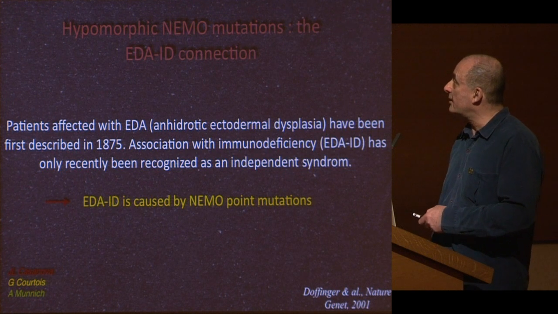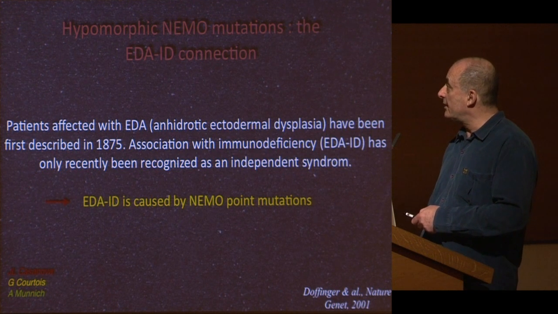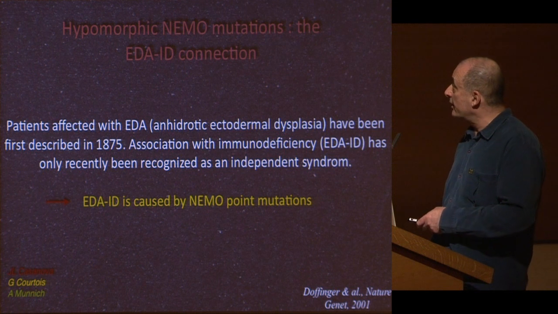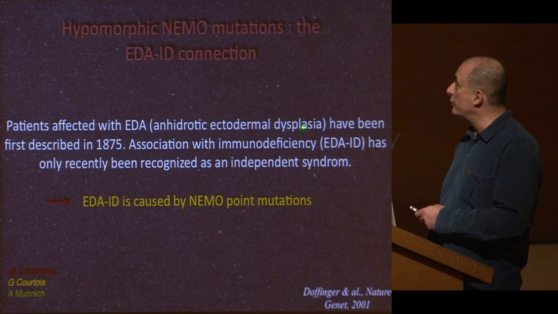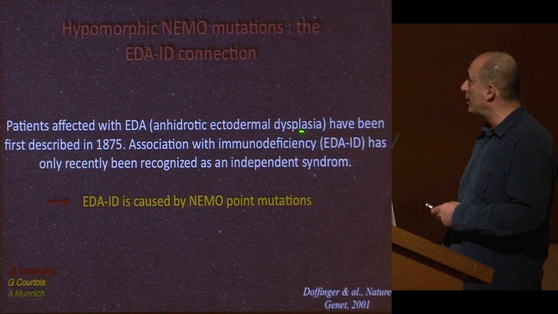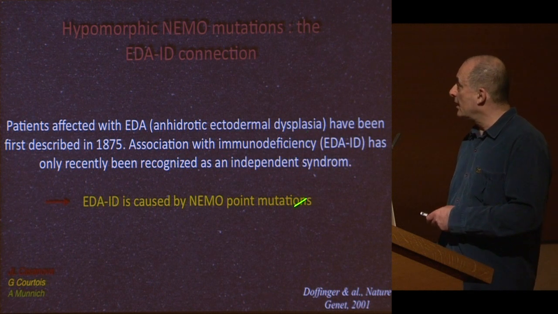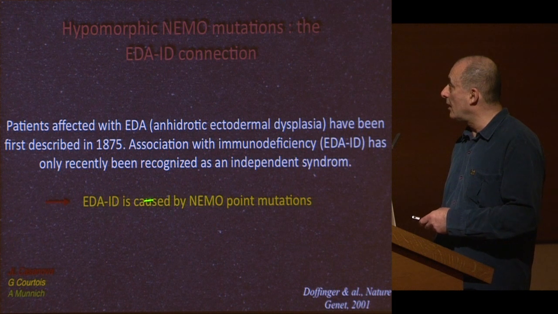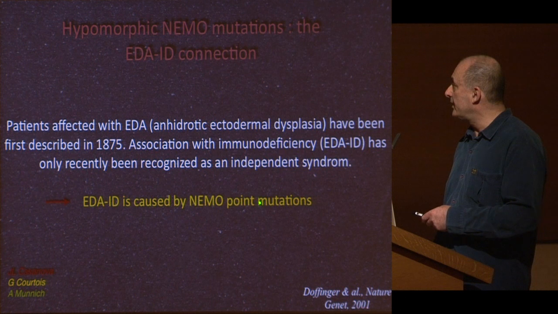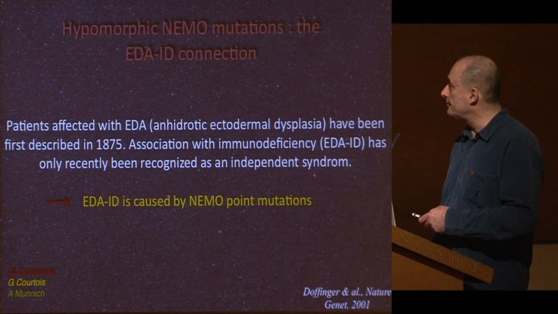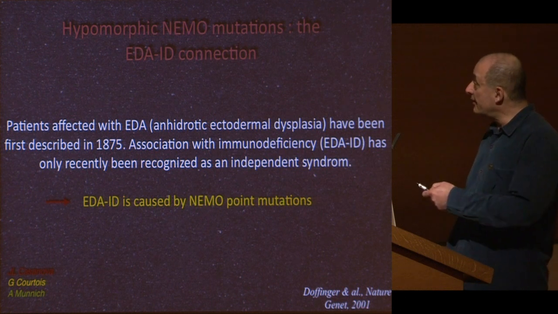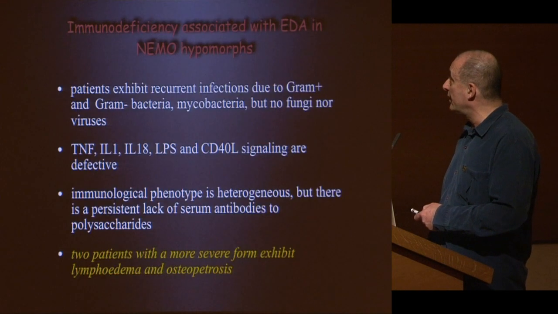And about exactly at the same time, he was identifying patients that showed an unusual association between an immunodeficiency and a syndrome called anhidrotic ectodermal dysplasia that I will describe in a moment. And it demonstrated that these patients, most of them, well, all of them at that time, had a point mutation in NEMO. So this is exactly what we were trying to identify.